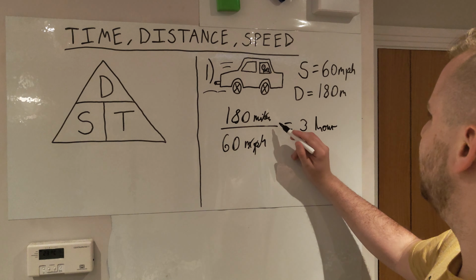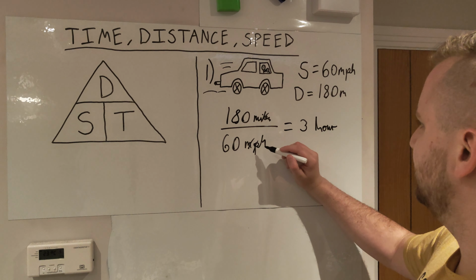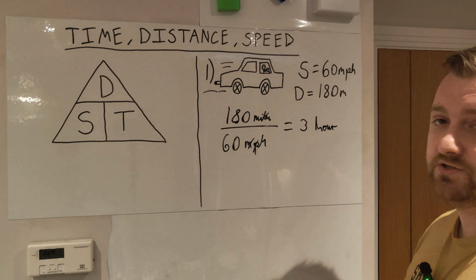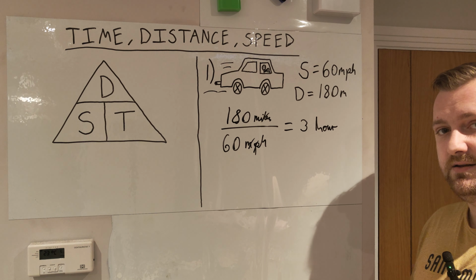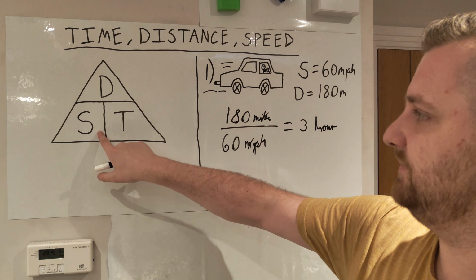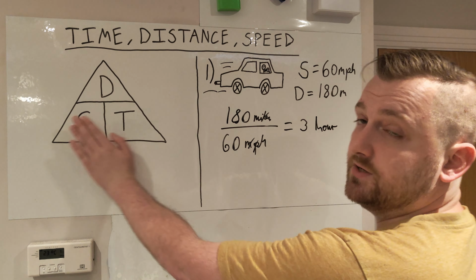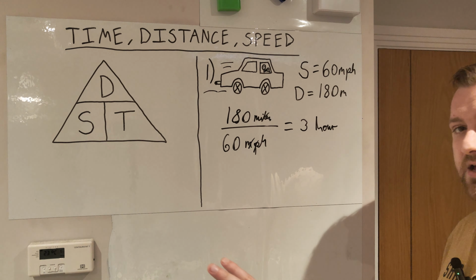So you basically take distance divided by speed, so 180 divided by 60 is 3, and it's going to be hours because you have the hours as the measure of speed. So if you wanted to work out speed, distance, or even time again, you would just cover the one which you want to work out and then just sub in the values.